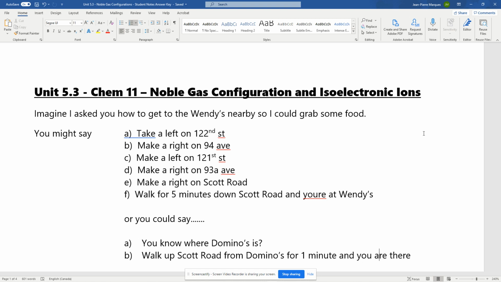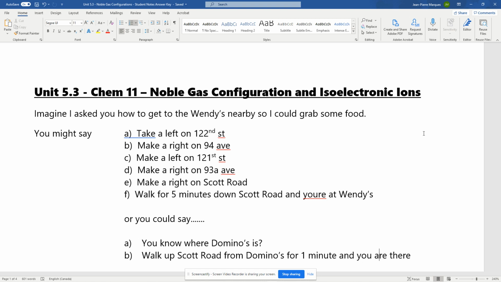Now, electron configurations are extremely helpful, but we always want to make sure that there are alternative ways to write the same information. And usually simpler is better. So I'm going to use an analogy here, as I do for most things. Imagine you had a friend, and your friend wanted to know, how could I get to the Wendy's that's nearby L.A. Matheson? And you might say, okay, I looked this up on Google Maps. You could take a left on 122nd Street, then make a right on 94th Avenue, and then make a left on 121st Street, and then make a right on 93rd A Avenue, then make a right on Scott Road, and then walk for 5 minutes down Scott Road, and you're at Wendy's. Okay, so that's a lot of instructions there.